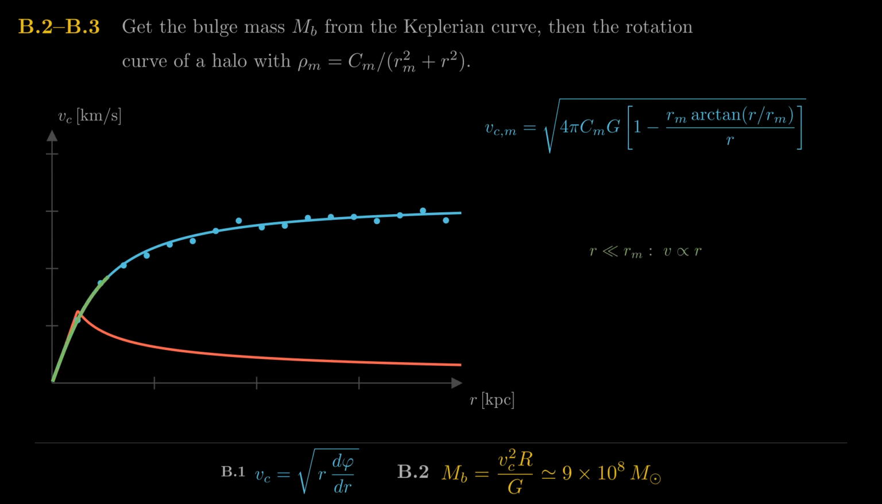Inside the core, expand the arctangent. The speed rises linearly, like a rigid body. Far out, the arctangent saturates at π/2, that term dies, and the speed goes to a constant. A flat curve, exactly as observed.